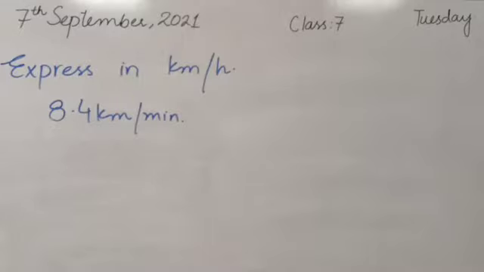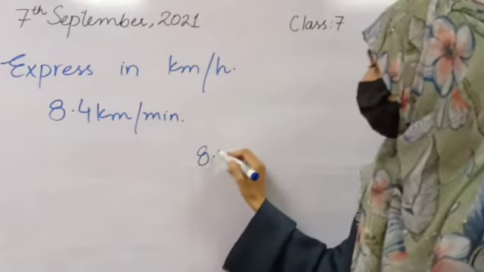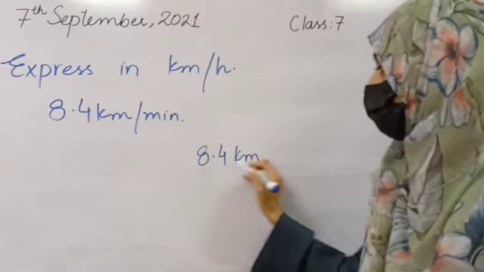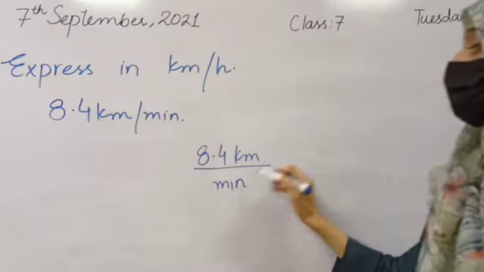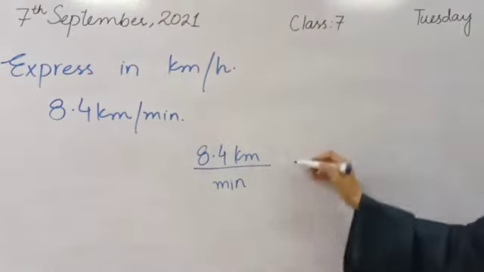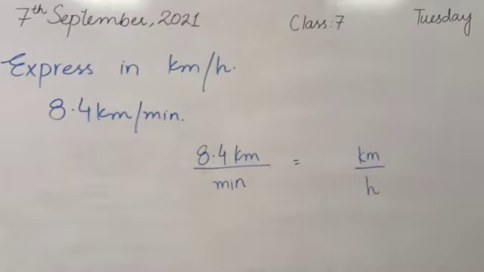First of all, we will see kilometer. Write it like this: 8.4 kilometer per minute, meaning out of 1 minute. And we want to convert into kilometer per hour. So there is already kilometer.